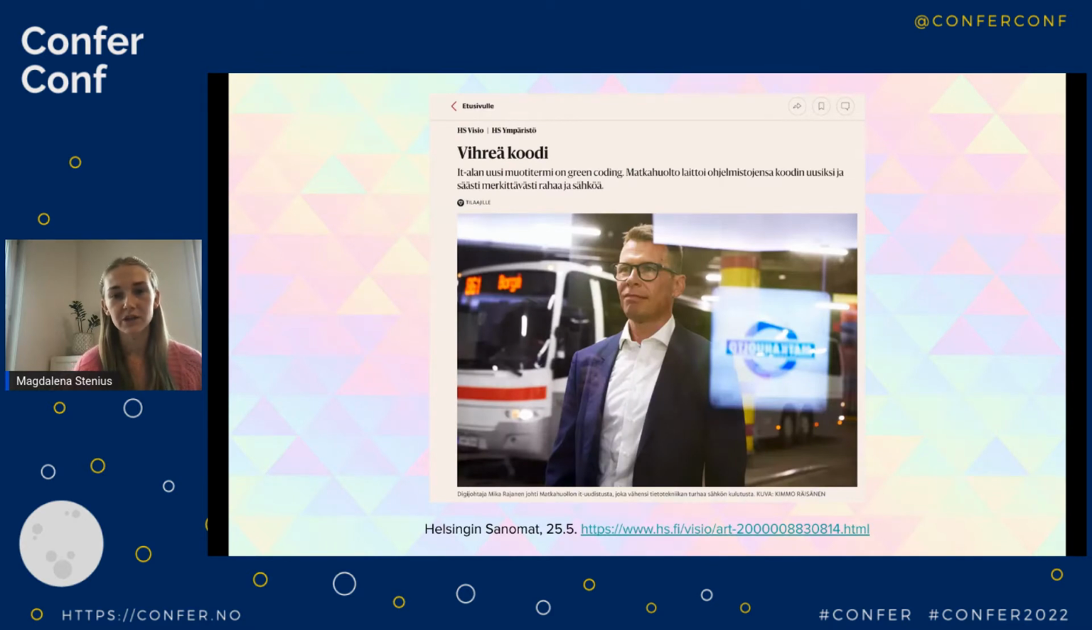This was an article published in Helsingin Sanomat, which is the largest Finnish newspaper, just a few days ago. For those of you who don't know Finnish, the title is Green Code, and the whole article is about how this large Finnish bus company, Matkahuolto, reduced their carbon emissions significantly and also saved thousands of euros by just measuring their infrastructure usage and reducing these unused cloud resources. And this is really a trend that we see becoming more and more prevalent nowadays.